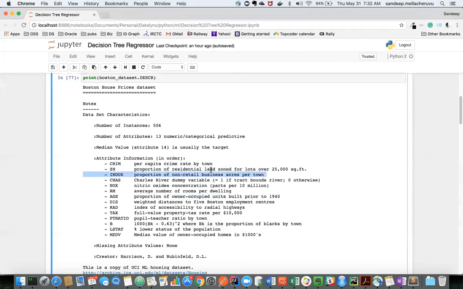So assume that these are all different persons. Crime is a different person. The residential area proportion is another person. Each one is a different person. Assume that. How do you know that? How do you know the final prediction?